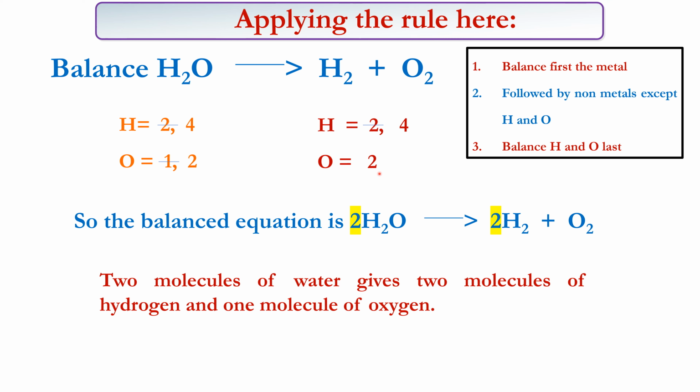And if we come to the right-hand side, if we put 2 here, we will have 4 hydrogen atoms, and it will then be balanced with hydrogen on the left-hand side. And here, oxygen is 2. It is also balanced with the oxygen on the left-hand side. So in this way, we have 4, 2, and then 4, 2. So the equation is balanced. The balanced equation is then 2 molecules of water gives 2H2 plus 1 molecule of oxygen.